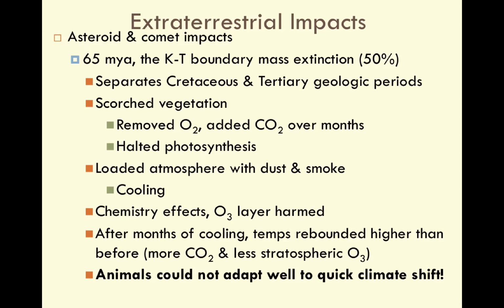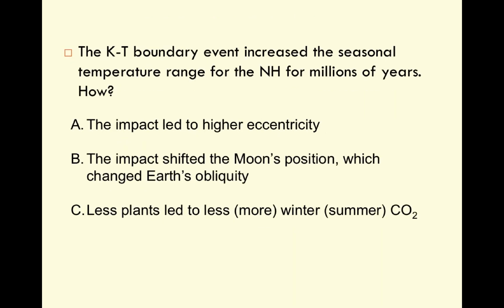After months of cooling, the temperatures actually rebounded higher than before, and this is because we had more CO2 in the atmosphere, a greenhouse gas, and less stratospheric ozone, allowing more high-intensity sunlight to reach the surface. The animals could not adapt well during this, and this is the time where we see the extinction of the dinosaurs, and it's likely related to this quick climate shift. The KT boundary event increased the seasonal temperature range for the northern hemisphere for millions of years.